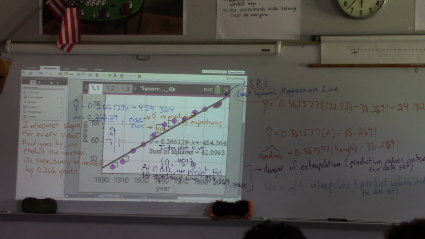Come on. We mostly interpolate. We predict values inside the data set. We can extrapolate a little outside the data set, but not 1900 years. Does that make sense? Okay?